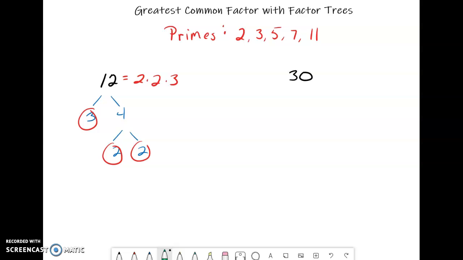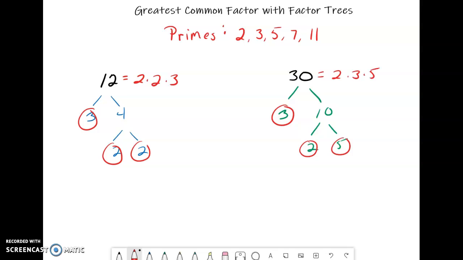Coming over to the right on 30, I'm going to break it down into 2 numbers, and I'm going to use 3 times 10. 3 is prime, so I'm going to circle that. 10 is not, so I need to continue factoring that down. 2 times 5 is 10. 2 is prime, and 5 is prime. So my prime factorization of 30 is 2 times 3 times 5.